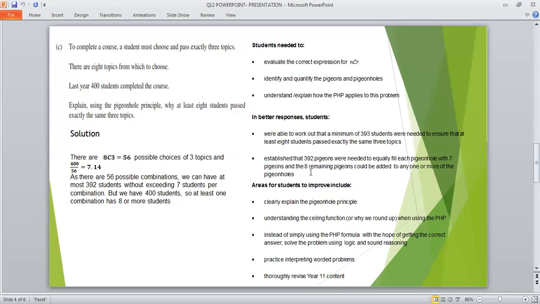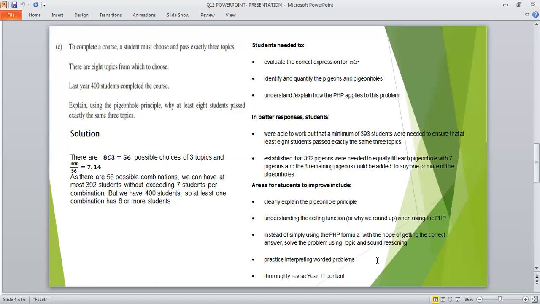The areas that needed improvement, as far as we were concerned from a marking point of view, was the inability of students to clearly explain the pigeonhole principle, their lack of understanding of the ceiling principle, or why we round up when using the pigeonhole principle. And some of them, instead of using the rounding up formula, or the ceiling formula, with the hope of getting the correct answer, should really be concentrating on solving the problem using logic and sound reasoning.